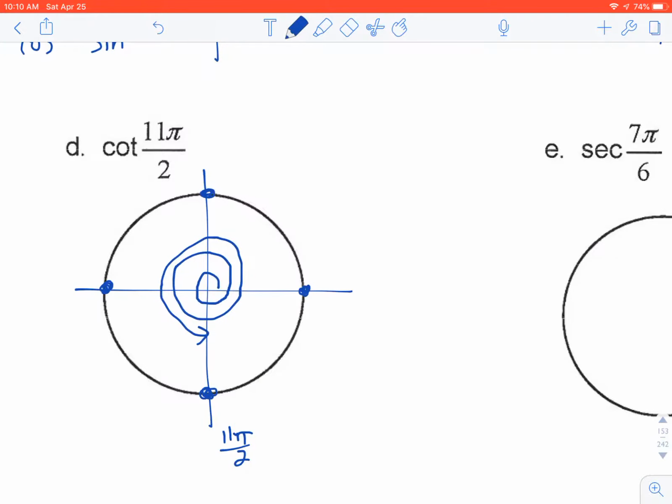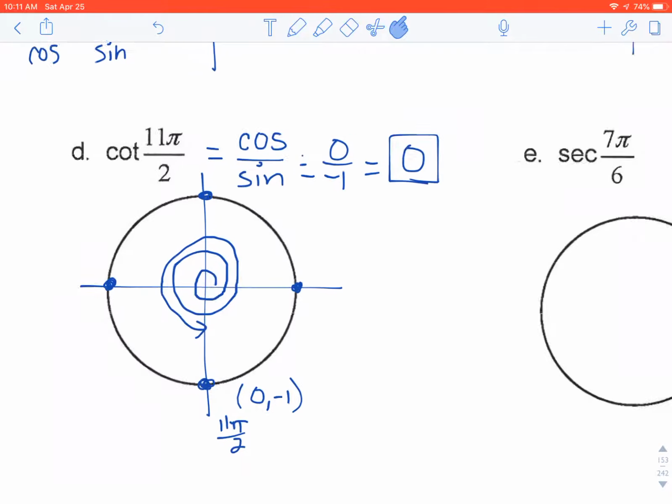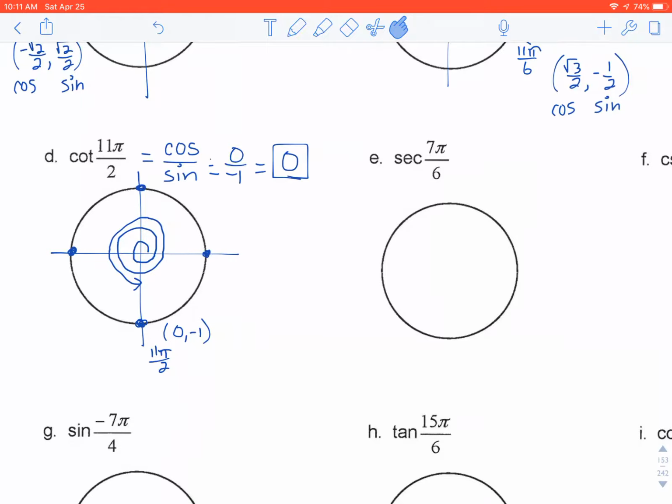Okay, so the ordered pair for that is pretty easy. So it's just 0, negative 1. The cotangent of that, remember, is the reciprocal of tangent. So it's going to be cosine over sine. Okay, your cosine is 0. Your sine is negative 1. So 0 divided by negative 1 is just 0. So your solution for D, the exact value of cotangent 11 pi over 2, is 0.